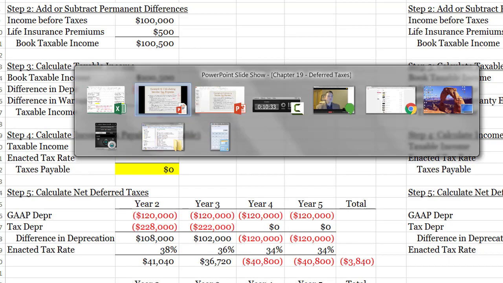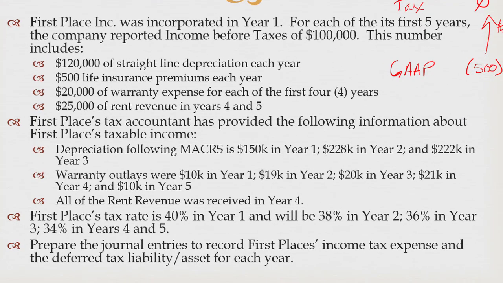So if we jump back to PowerPoint, we've got a 40% tax rate in year one, 38% in year two, and then it's going to go down to 36, 34, and then stay at 34. Looking at those tax rates, my best bet is to use that NOL as a carryback and get back the 40%. So that's what I'm going to do.